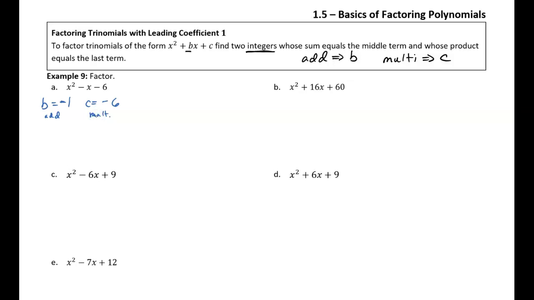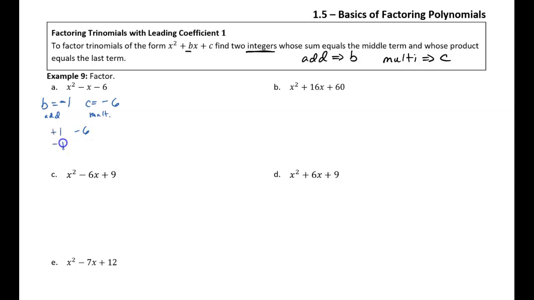Multiplied to get negative 6. So going with the multiplication, the negative is calling out here to me. That negative is telling me that whatever 2 numbers I'm picking, I know one of them is going to be positive and the other one's going to be negative, because that's the only way I can multiply and get a negative number.